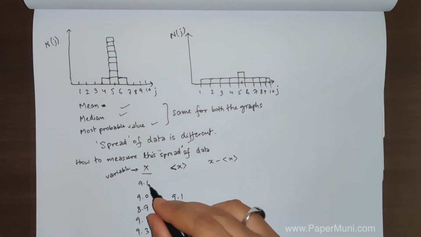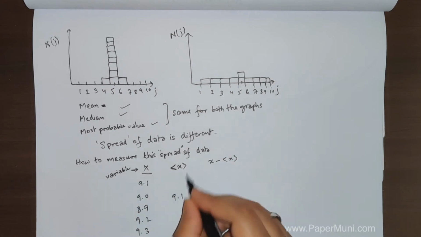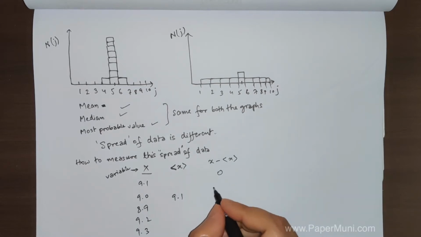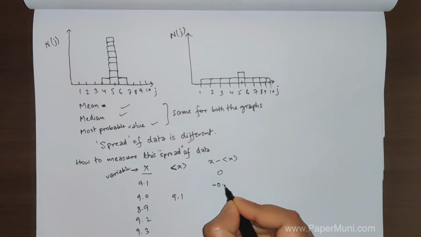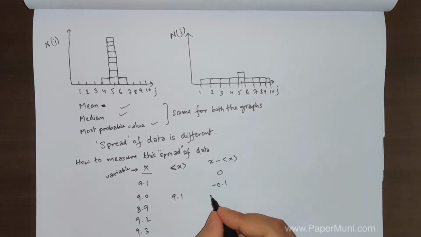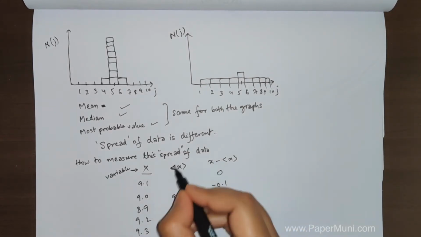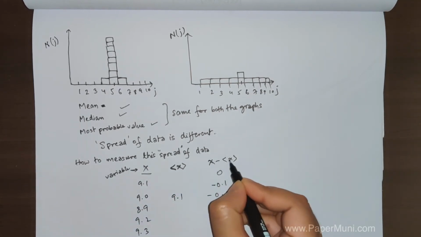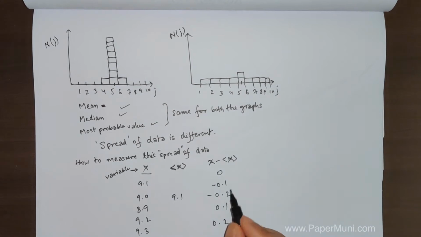So in this case, this is x, 9.1 minus the mean value. This is 0. Then you subtract the others: this is minus 0.1, this is minus 0.2, this is plus 0.1, and this is plus 0.2. So you calculate it. This is the x. Actually, I have written it small here; this is capital X. So this is what you have.